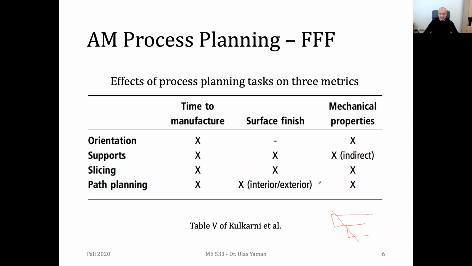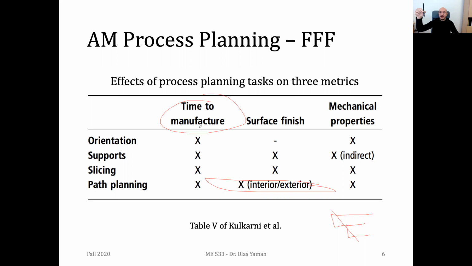And then path planning will obviously affect the surface quality. If you have irregular patterns, let's say inside and outside, they may be affecting overall surface quality. And then let's talk about the manufacturing time. As you see, they are all affecting the manufacturing time.